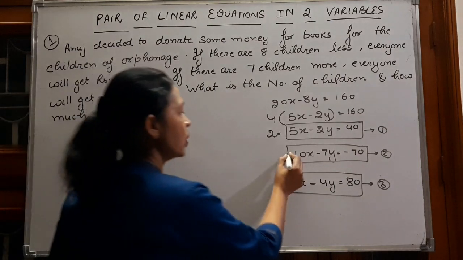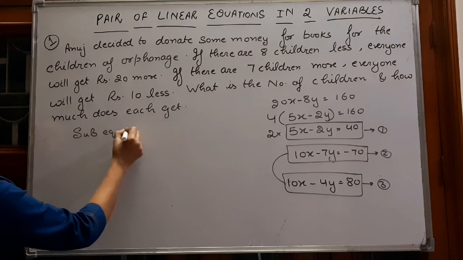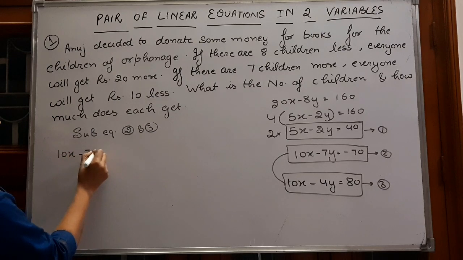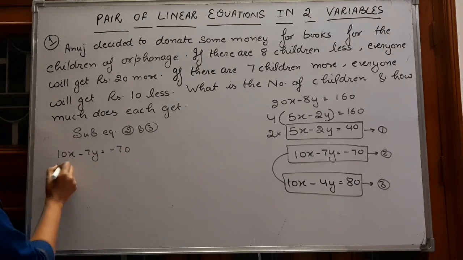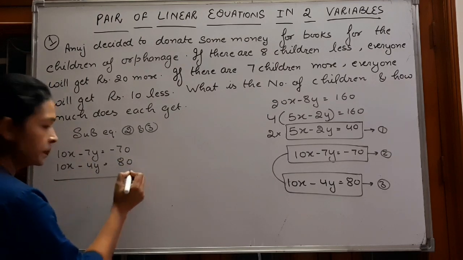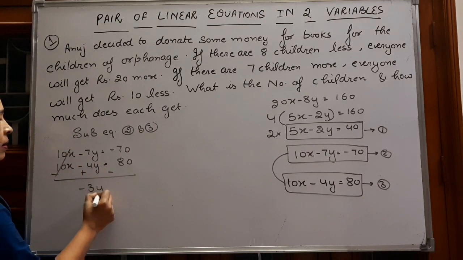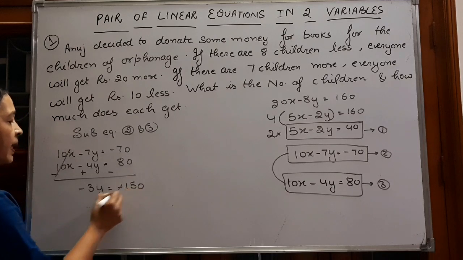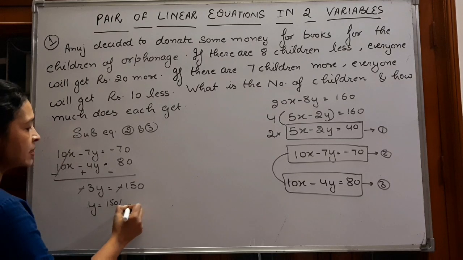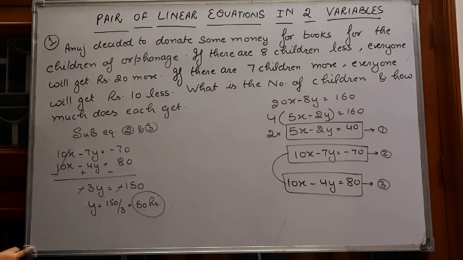Now we will subtract these two equations. Subtract equation 2 and 3. We have 10X minus 7Y equals minus 70 and 10X minus 4Y equals 80. Sign changed. We have minus 3Y equals minus 150. Minus and minus get cancelled. Y equals 150 by 3, that is 50 rupees. Each child will get rupees 50.